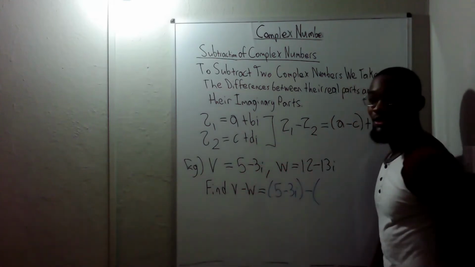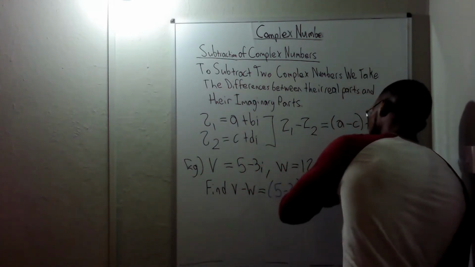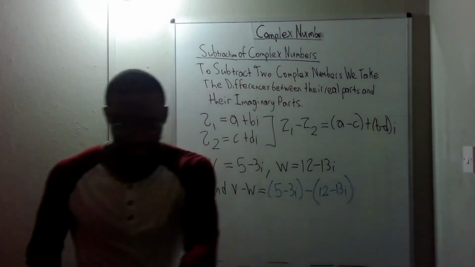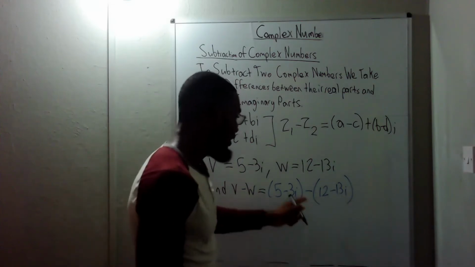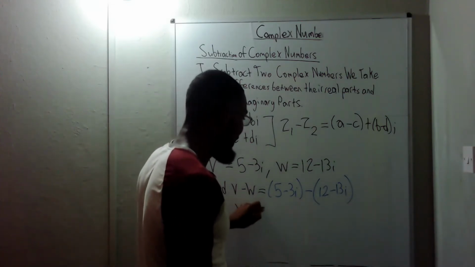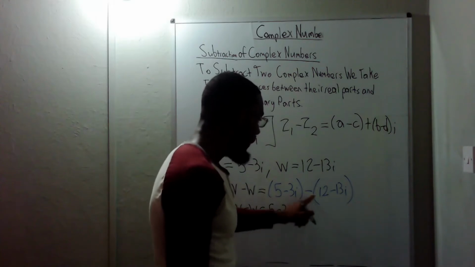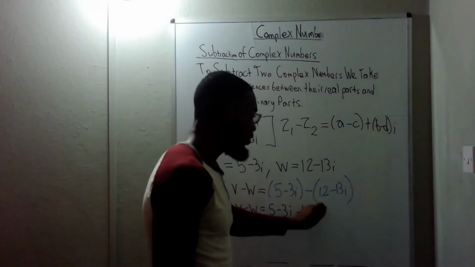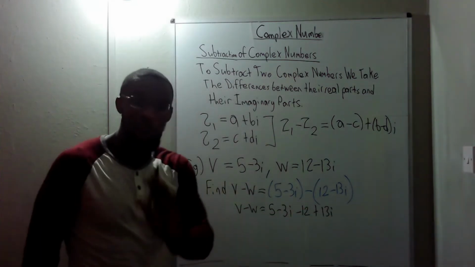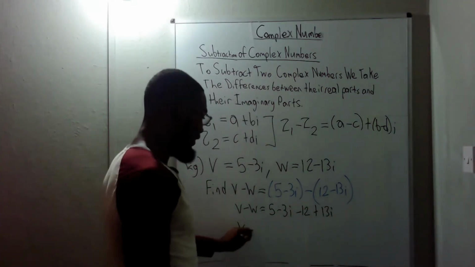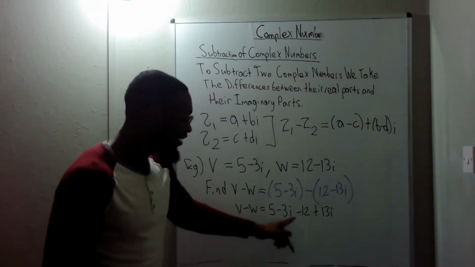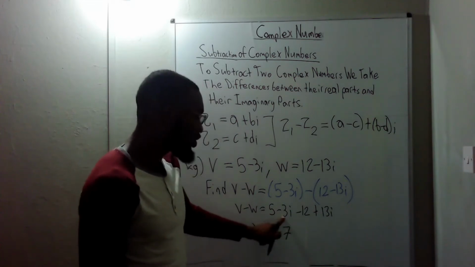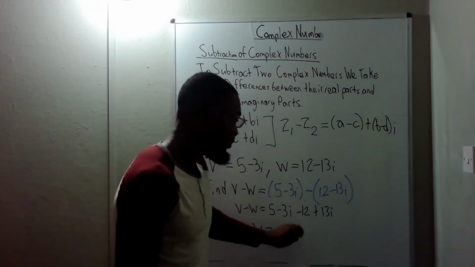minus w, and w is 12 minus 13i. Now when you're subtracting, please expand in the minus sign. When you expand in the minus sign, v minus w is 5 minus 3i minus 12. Minus and minus become plus, so that's now plus 13i. So v minus w in this case is 5 minus 12, which is negative 7. Minus 3i plus 13i is plus 10i.